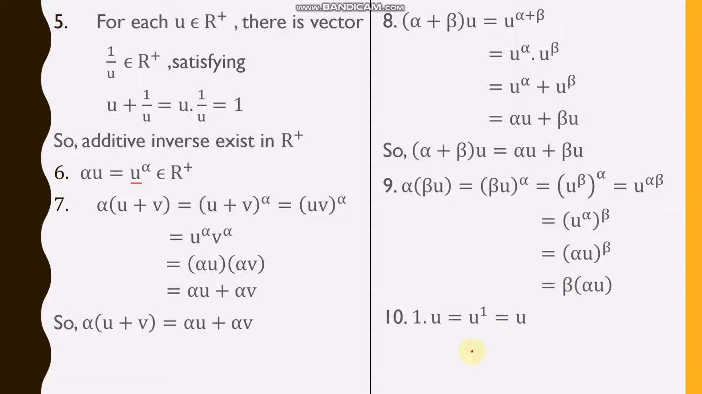Then 10th property, 1 into u. 1 into u is u to the power 1. U to the power 1 is u, right? So this proves the 10th property also. And in this way, all the 10 properties of the vector space are being satisfied. So R plus is a vector space here.